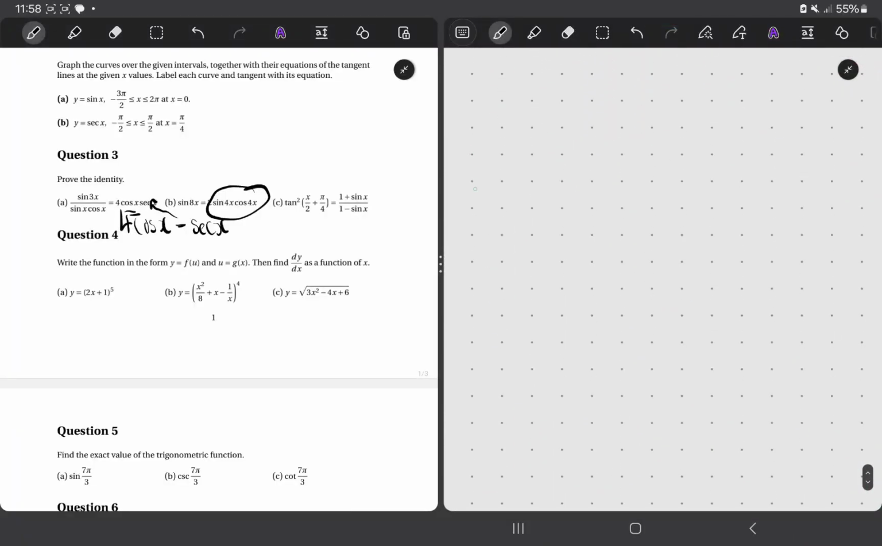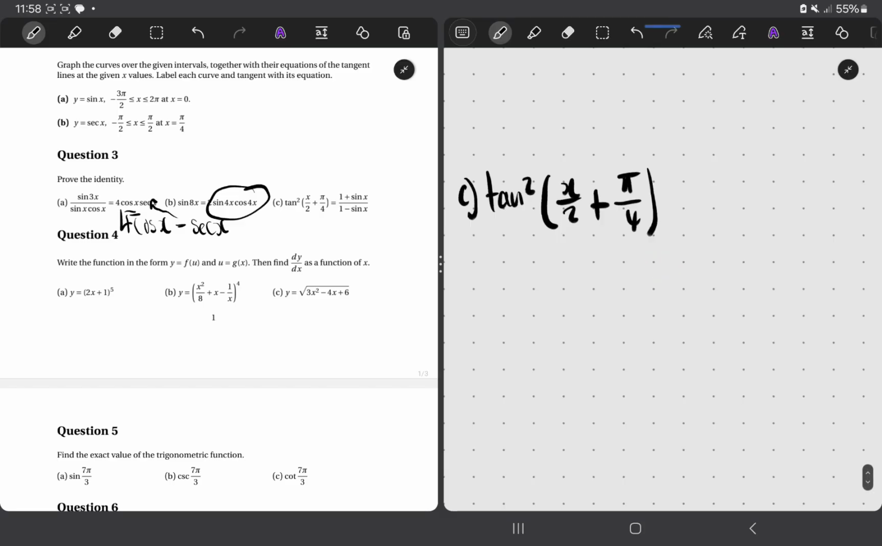Now let's do the last one, which is part C, which says to change tan squared of x over 2 plus pi over 4 into 1 plus sine x over 1 minus sine x. So don't be too obsessed by the final stage. Just let it guide you. You should look at what you have, see what you know about it, and try to change it using what you know.